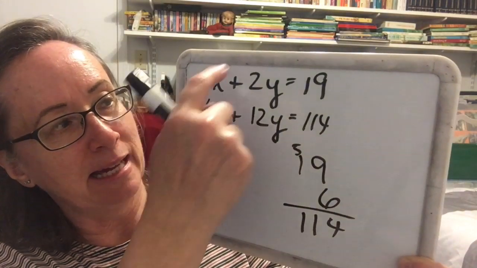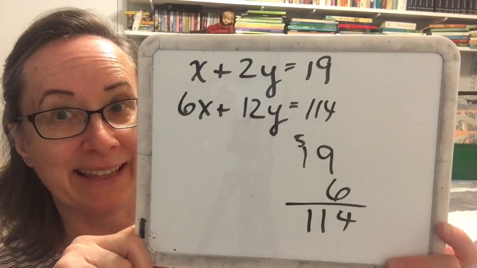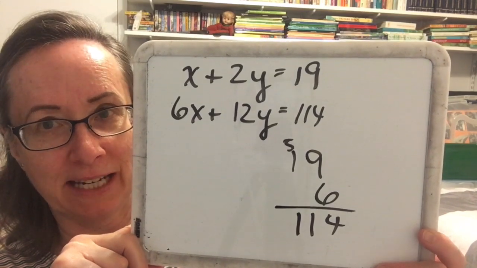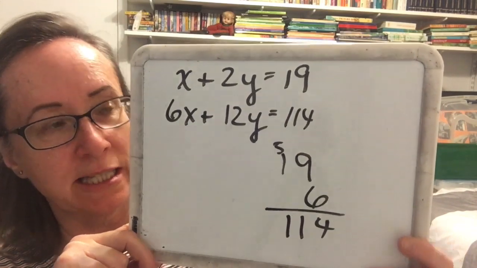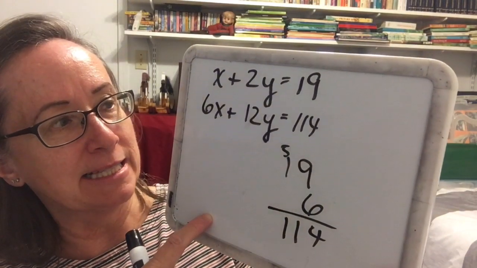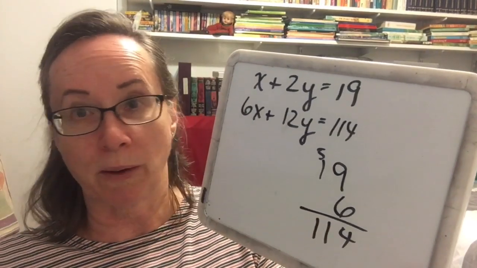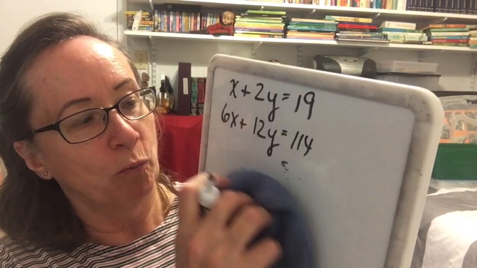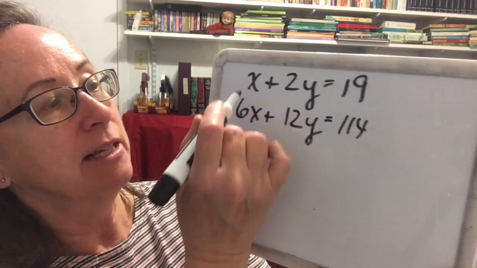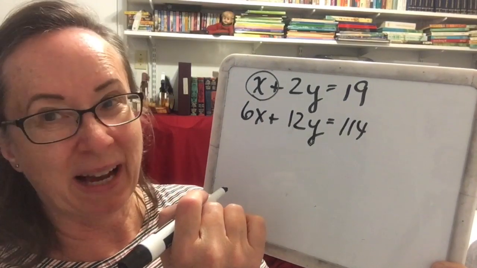So times 6, times 6, times 6, these are the same line, and they have infinitely many solutions. So how you tell that when you're solving is, if you were going to solve by substitution, which is what they asked you to do, we would wind up losing both variables. So let's do that real quickly. Let's solve for x because it's the only one that's by itself.